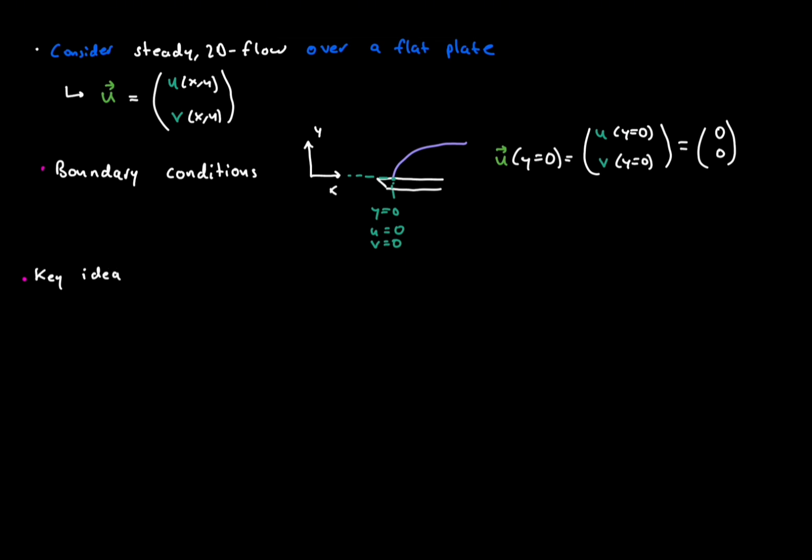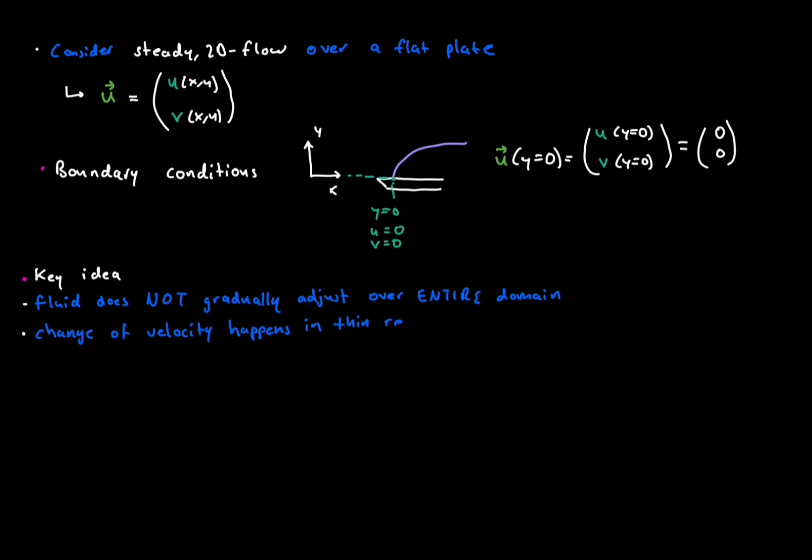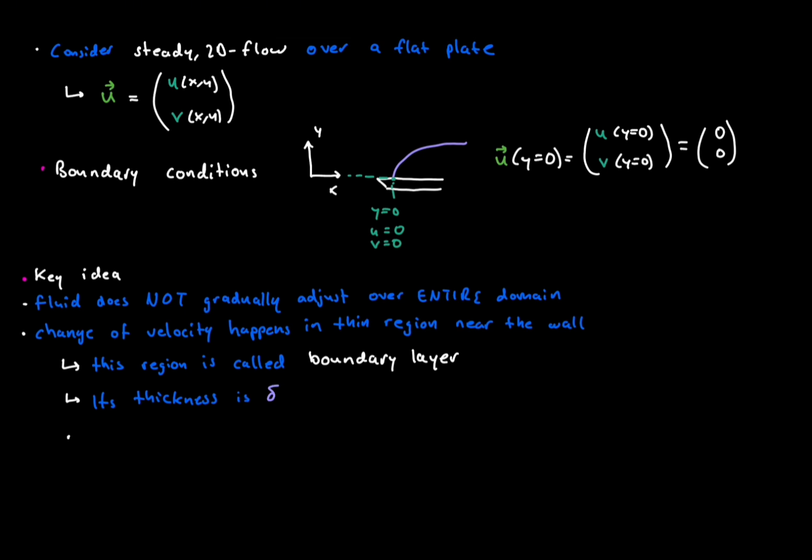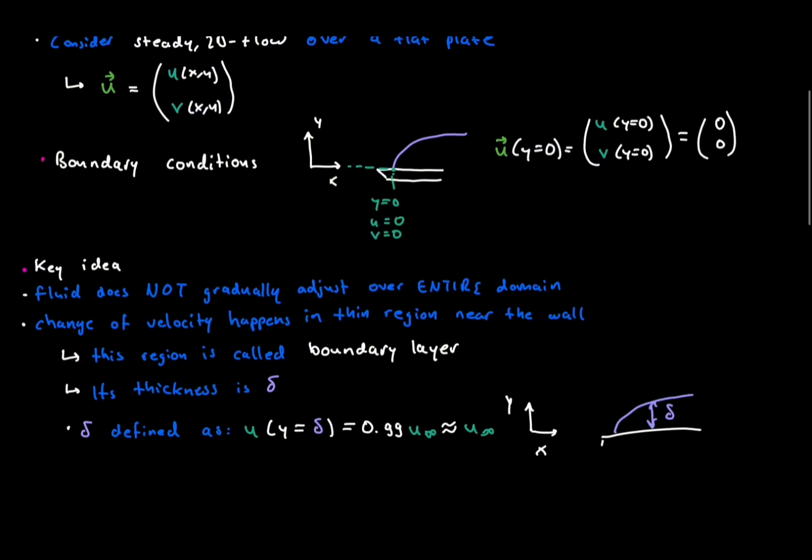Now here is the key observation. The fluid does not adjust over the entire domain. Instead, the change in velocity happens only in a thin region near the wall. We define this region as the boundary layer. Its thickness is called delta of x. At y equals delta, the velocity is approximately 99% of u infinity.